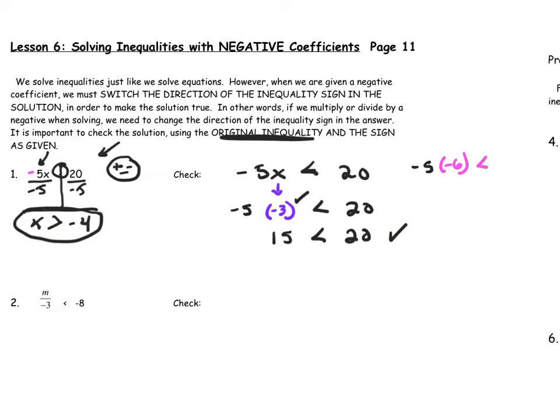And the original inequality says that my solution should be less than 20. Remember, this is the original inequality. And negative 5 times negative 6 would be positive 30. And this is not true. So mathematicians discovered that when this happens, when you're multiplying or dividing by a negative using inequalities, you have to switch the inequality sign in the solution, in the answer. So knowing that, let's go ahead and try a few more together.